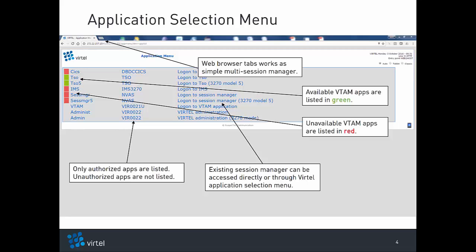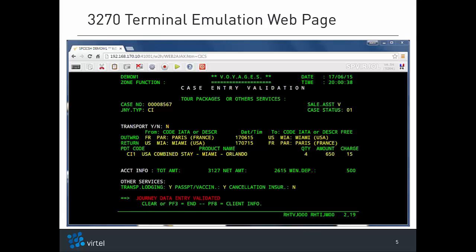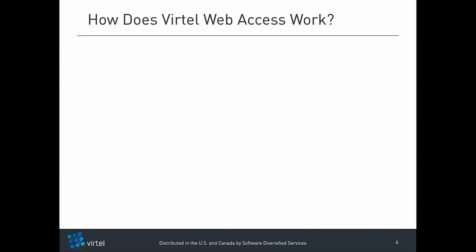The same application selection menu is served again to users after an application or transaction crash, to prevent the users from roaming free inside the host as they would with TN3270 emulators. Here is what a 3270 terminal emulation page served with Virtel Web Access to a PC workstation looks like. It looks and works exactly like a green screen. The only clue that it is not a green screen is the toolbar at the top of the screen and the web browser tabs. Now, let's see step by step how Virtel Web Access works.